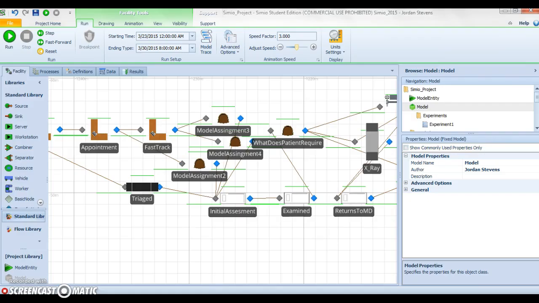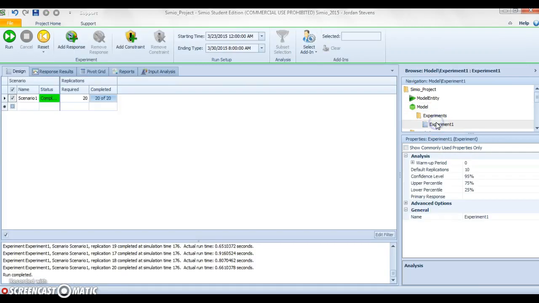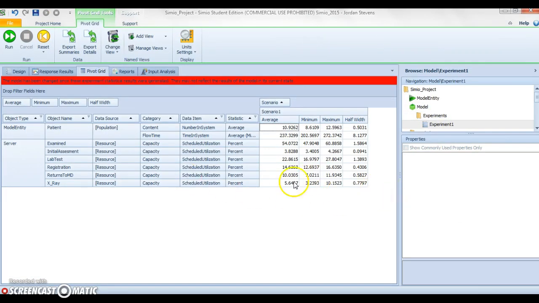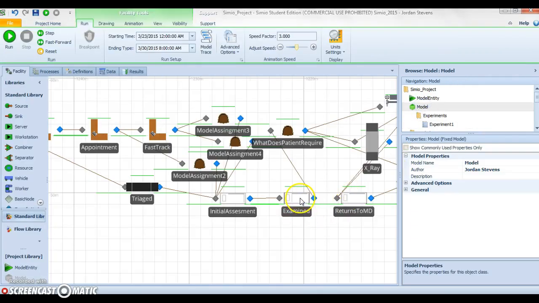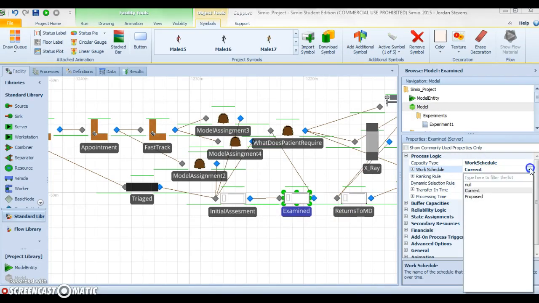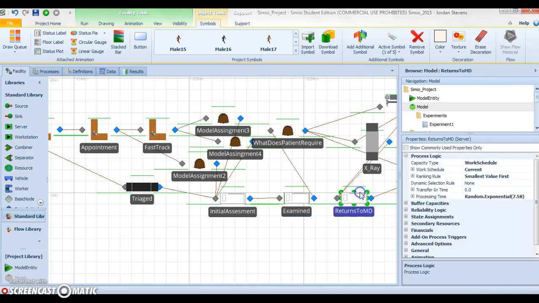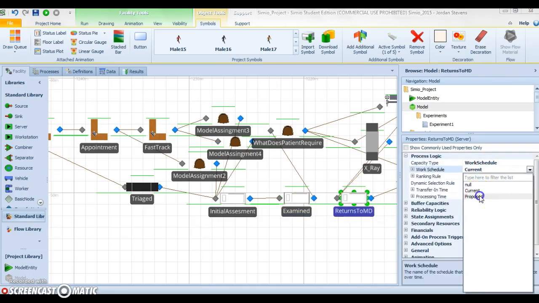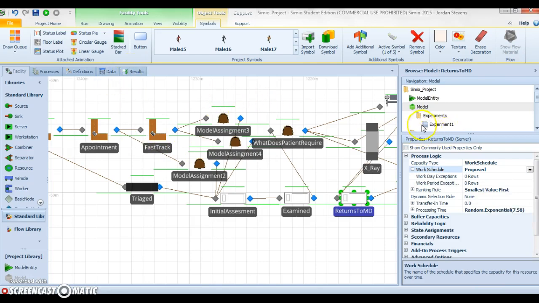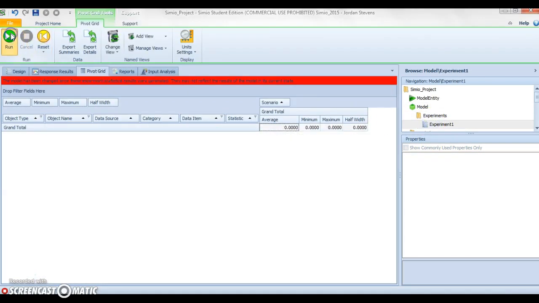Okay. So in my Simio model, I went to my experiment, went to my pivot grid, and I have scheduled utilizations here. So examine and returns to doctor, those are both doctor scheduled utilizations. So I add these two together, 54 plus 10, that's 64%. So that's exactly where the other one is, okay? Now once this happened, I go back to my model and I change to the proposed schedule, just like in the document. And then I go to my experiment, and then I run my experiment.